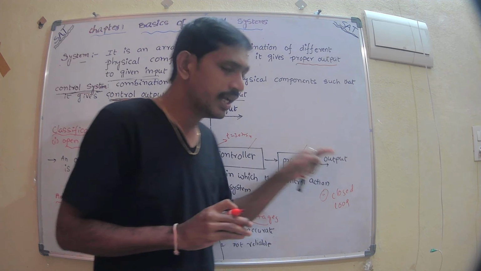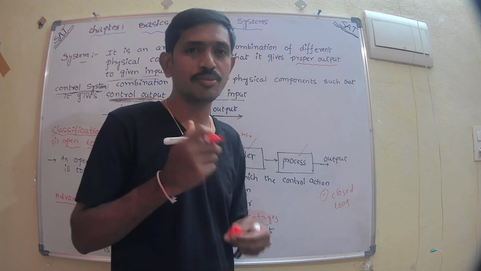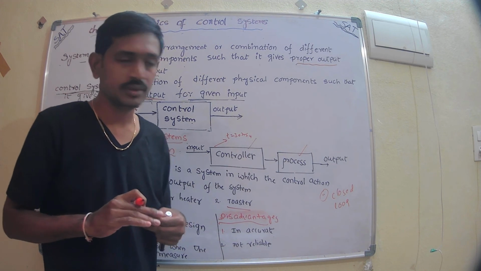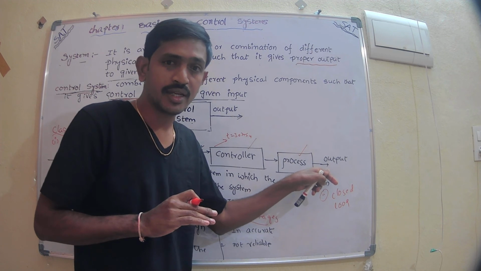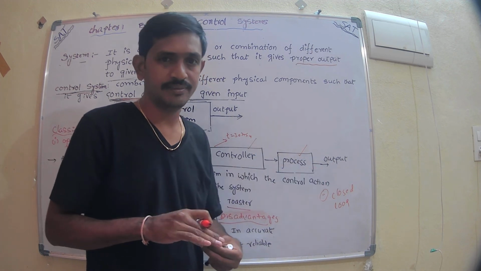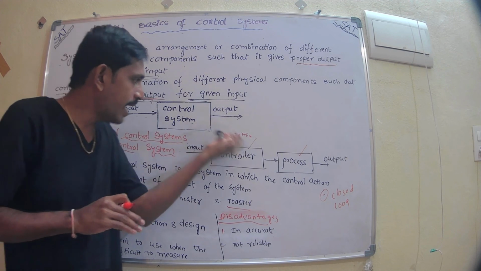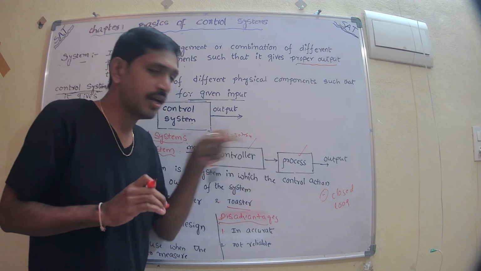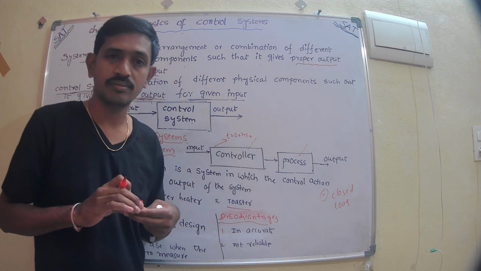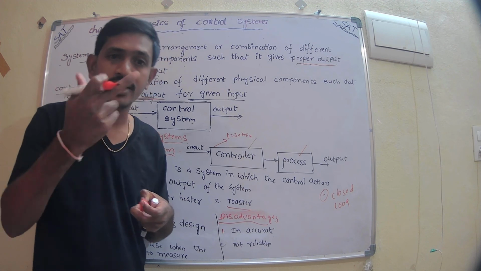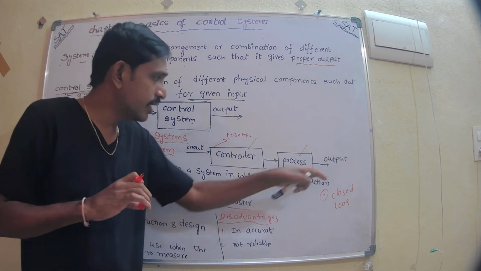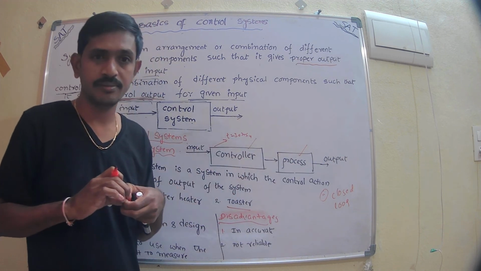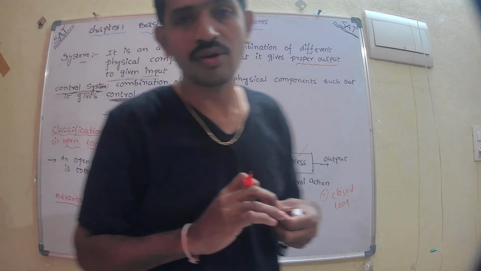Now I can increase the output. Initially I put only 7 kg of clothes. In the second case, I am putting more than 20 kg. Is this time enough for washing the clothes? No, definitely we need more than 30 minutes. So we are manually controlling the timing of the washing machine. This is the best example for the open loop control systems.